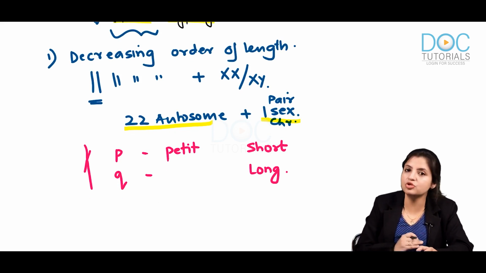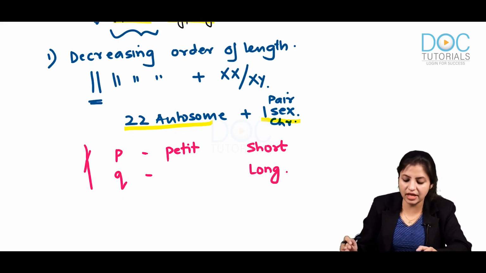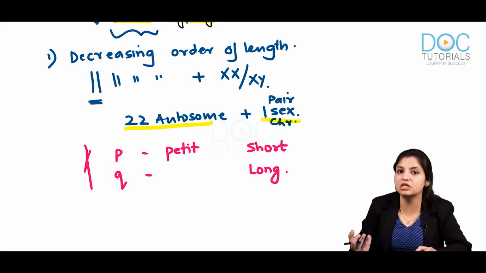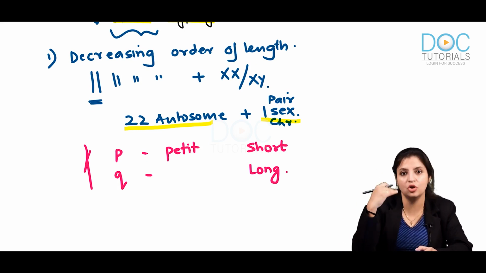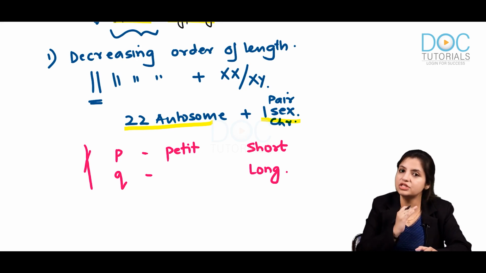So chromosomes are arranged in decreasing order of length, and you all should see whether it has proper short arms and long arms, and it should be arranged in decreasing order of length followed by the sex chromosome.